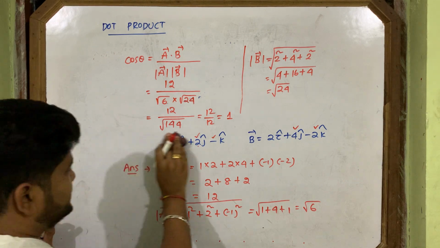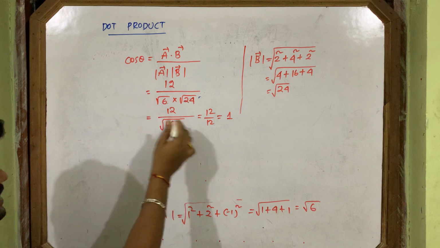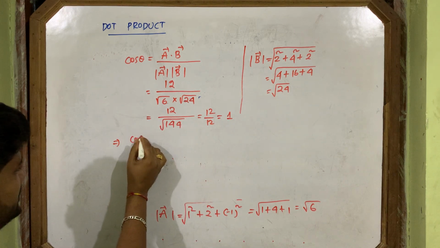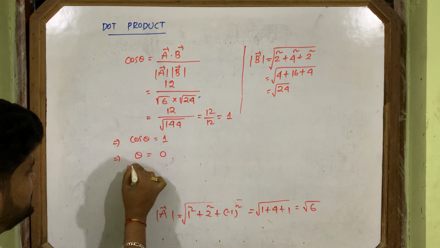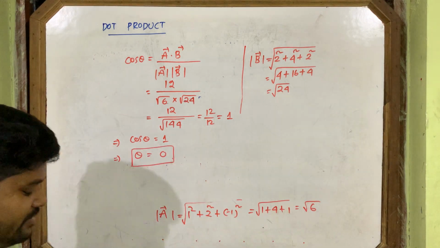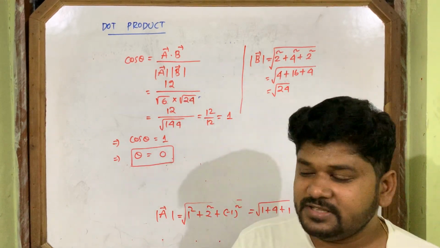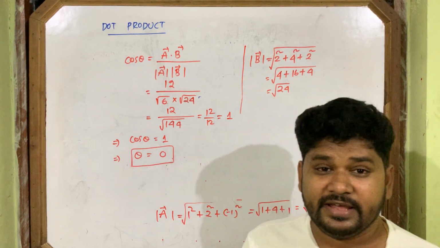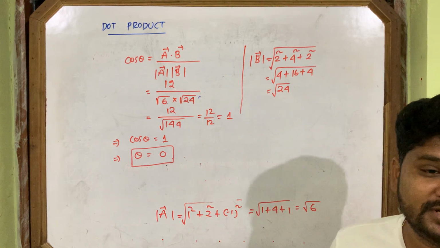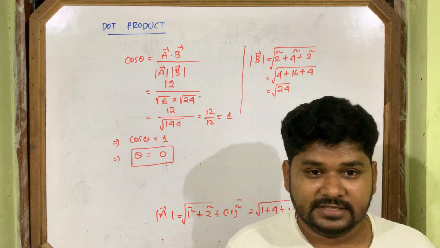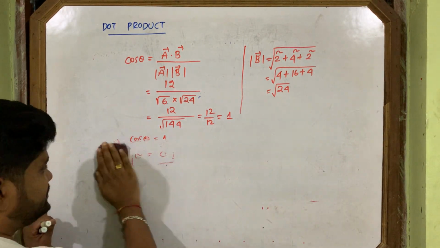So if cos theta is coming 1, cos theta is equal to 1, then what is the value of theta? 0. Got it? The value of theta is 0. So what is the angle between the two vectors that I had given? The angle is 0. See how the dot product helps us to find the angle very easily. Okay, so this is about application number 2.